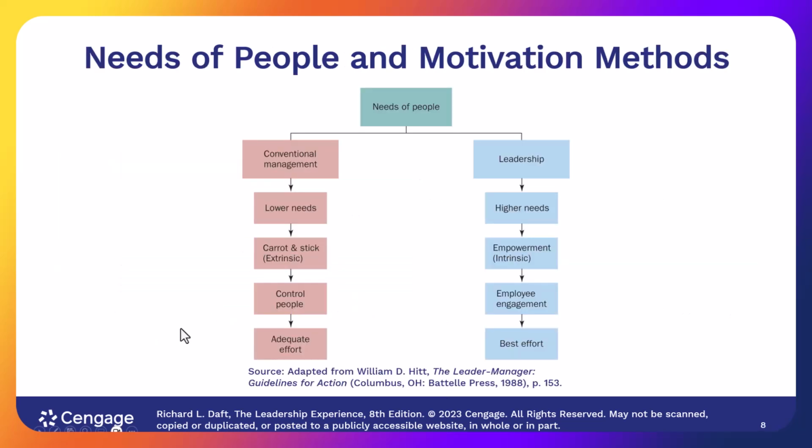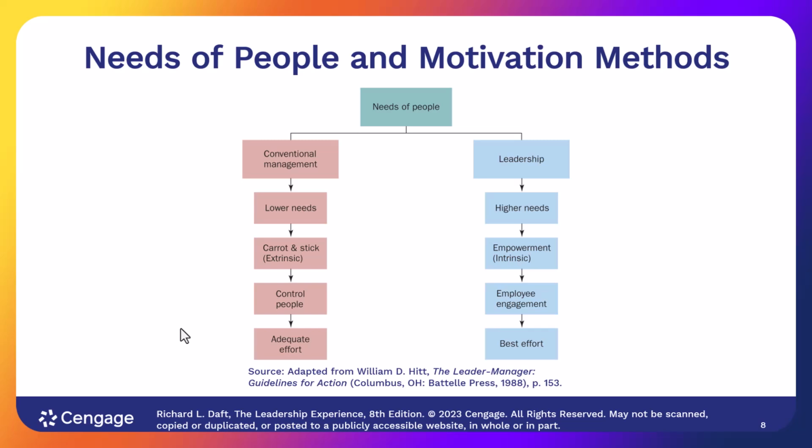So we look at needs of people and motivation methods. So let's look at conventional management first. When you have conventional management, it's going to, first of all, meet lower needs of people, not higher needs, and you have the carrot and stick. So basically, I'm showing you the carrot and you'll do something. I have a carrot on the stick and you'll do something to get the carrot. It's a way of controlling people. So for someone who may be a micromanager or have people that they can't trust, conventional management would be more the way to go. An adequate effort. They'll do a decent job because they know that they need to in order to keep the job.